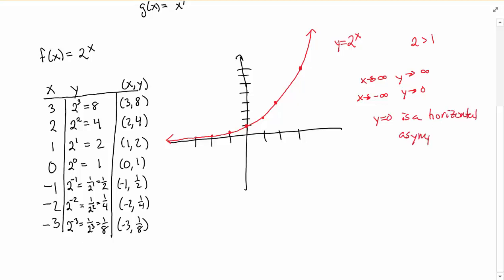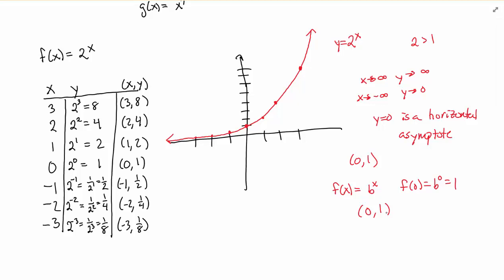So exponential functions typically have a horizontal asymptote. You'll also notice that it's going to go through 0 comma 1. It doesn't matter for any exponential function of the form y equals b to the x. If you plug in x equal to 0, you're going to get b to the 0, that's 1. So every single exponential function of the form y equals b to the x is always going to contain the point 0 comma 1.